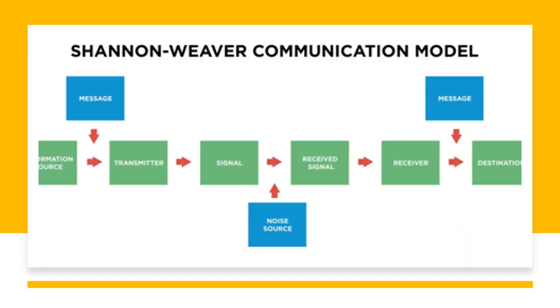There could be a problem with the signal when using the telephone. This is the illustration of Shannon-Weaver communication model. It starts with a message. The message is transmitted through the information source, which is the telephone, and there is the signal, and there is the noise source. And the signal received by the destination or by the receiver could no longer be the same message. So, Shannon and Weaver model highlighted barrier, the concept of noise in communication.